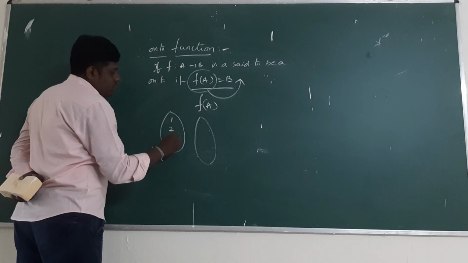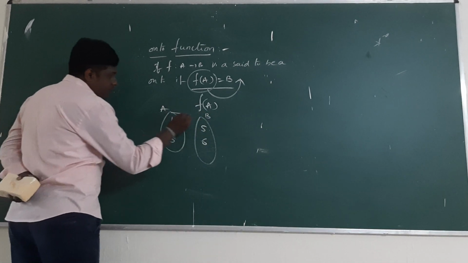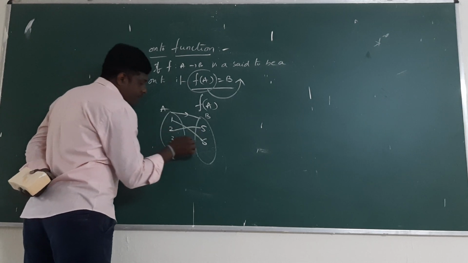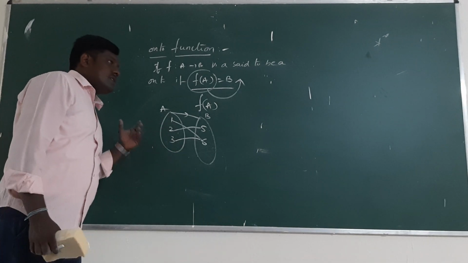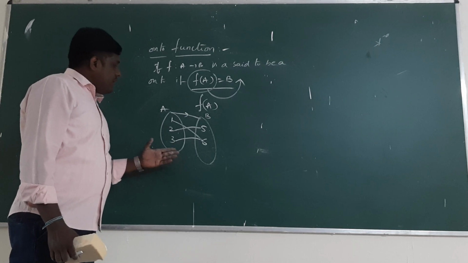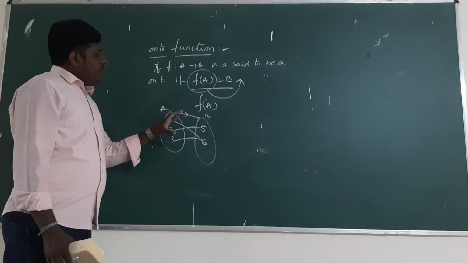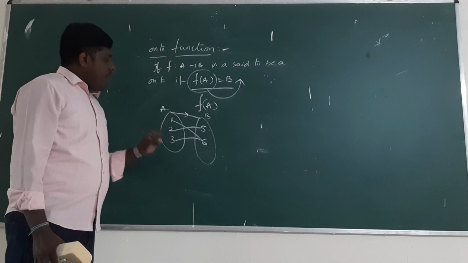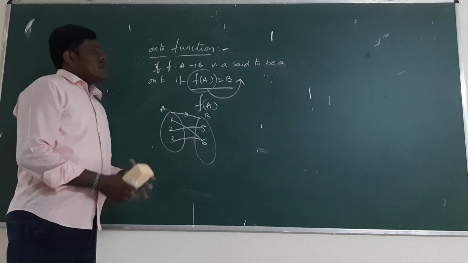See, 1, 2, 3 and 5, 6. Sets A and B. 1 is mapping with 6, 2 is mapping with 5, 3 is mapping with 6. First of all, I have to check whether the given relation is a function or not. It is a function, and is it onto or not? Check which elements are there in the codomain: 5, 6. These two are mapping. That's why it is called an onto function.